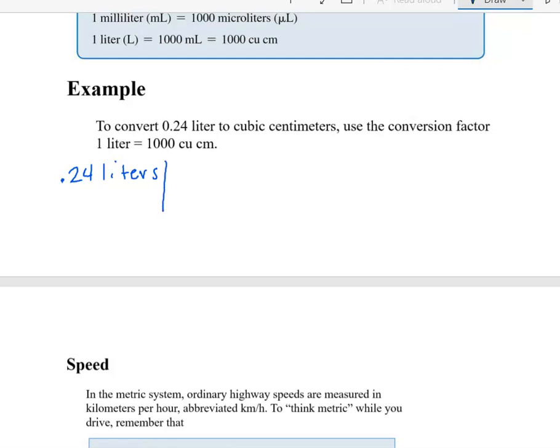So we're starting out with 0.24 liters, and 1 liter is 1,000 cubic centimeters. Okay, and so when we multiply those two, we're going to get 240 cubic centimeters.